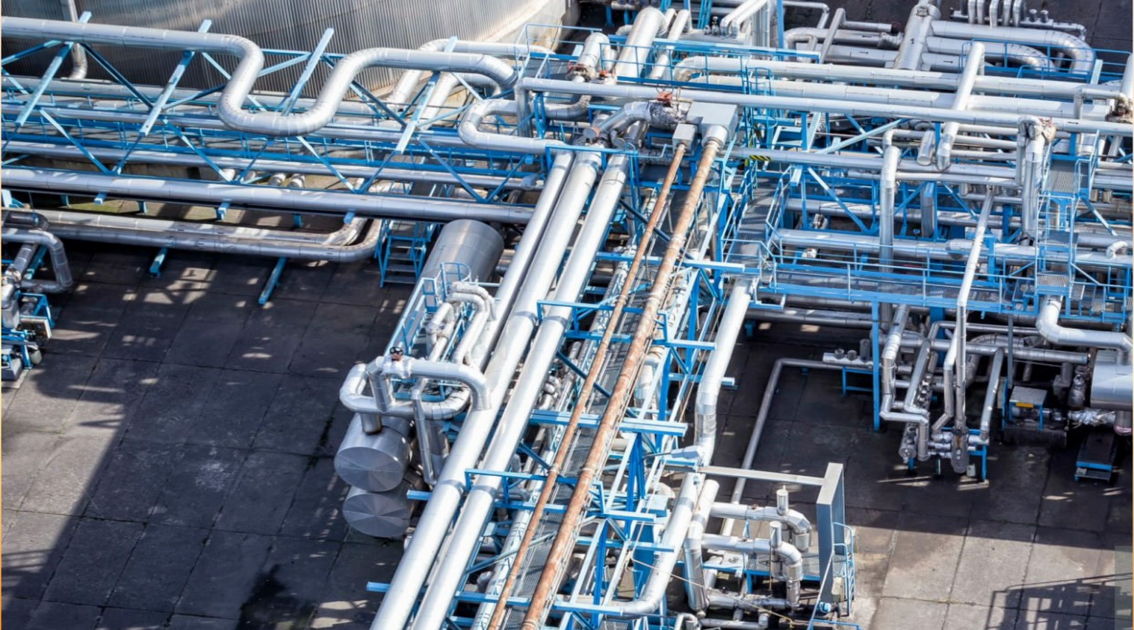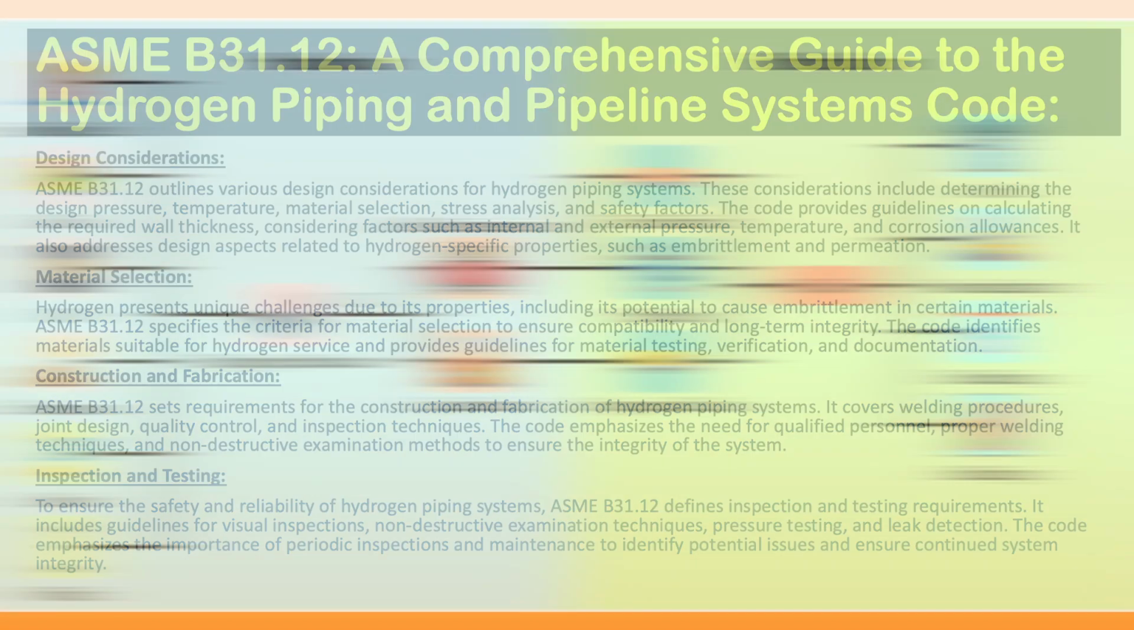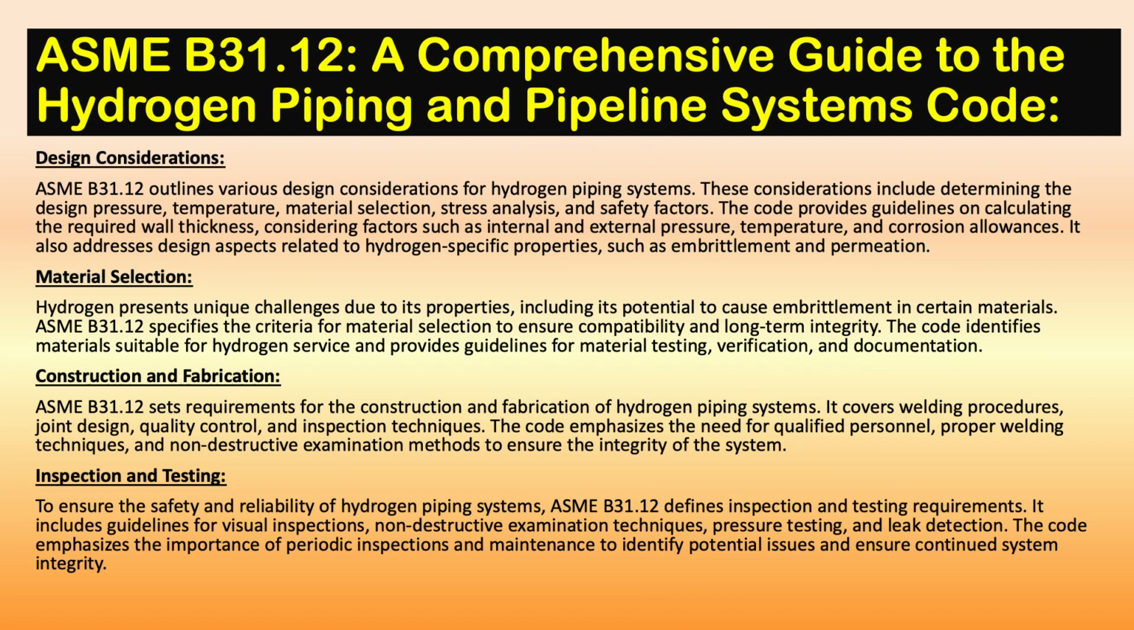It also addresses design aspects related to hydrogen specific properties such as embrittlement and permeation. Material selection. Hydrogen presents unique challenges due to its properties, including its potential to cause embrittlement in certain materials. ASME B31.12 specifies the criteria for material selection to ensure compatibility and long-term integrity. This code identifies materials suitable for hydrogen service and provides guidelines for material testing, verification and documentation.